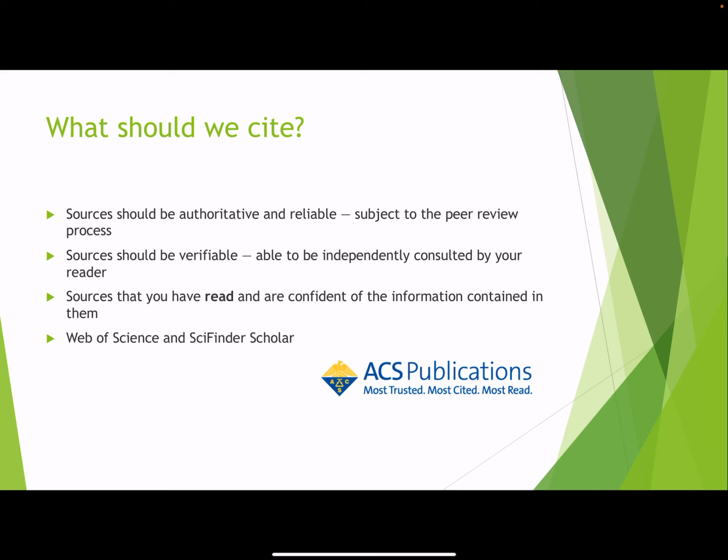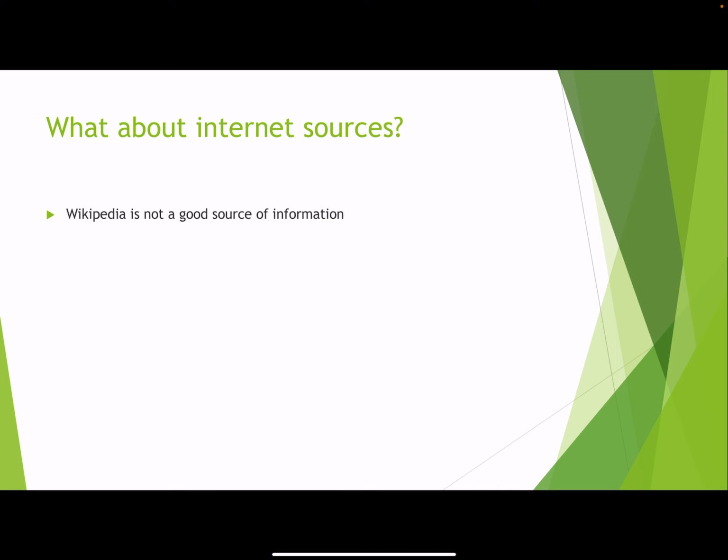Web of Science, SciFinder Scholar, and ACS Publications are all good places where you can look for some of these good sources. So what about internet sources? Obviously, the book points out that Wikipedia is not a great source of information, just because it is an ongoing work open to the public to contribute to, and so this can allow for misinformation.